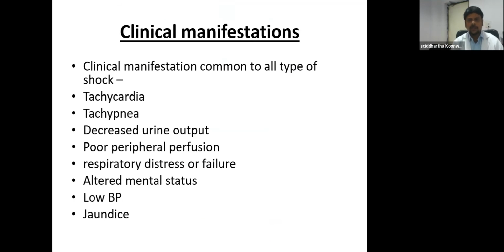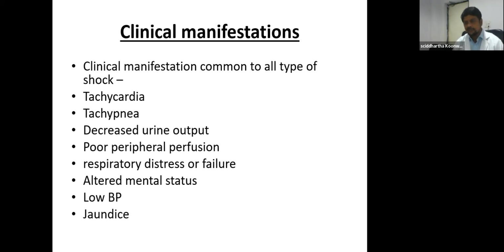Now we'll look for clinical manifestations of shock. There are a few clinical manifestations which are common to all types of shock. Tachycardia is a non-specific feature of shock and one of the earliest markers of shock. So tachycardia with weak and thready pulse means the patient is in shock.